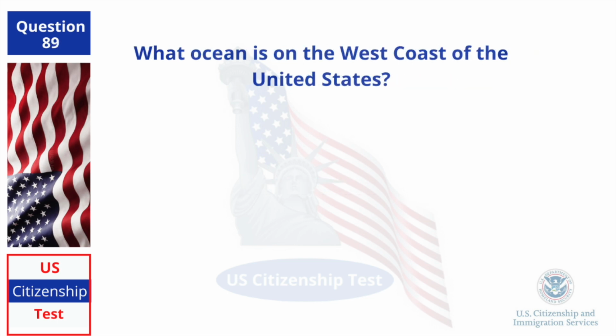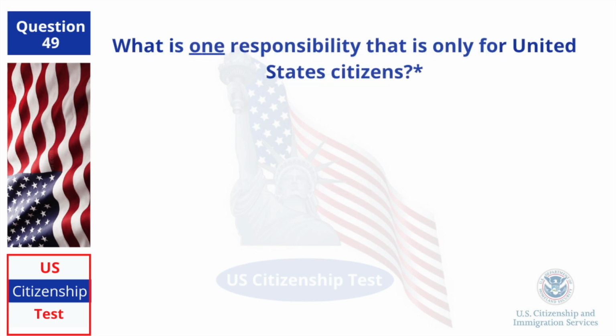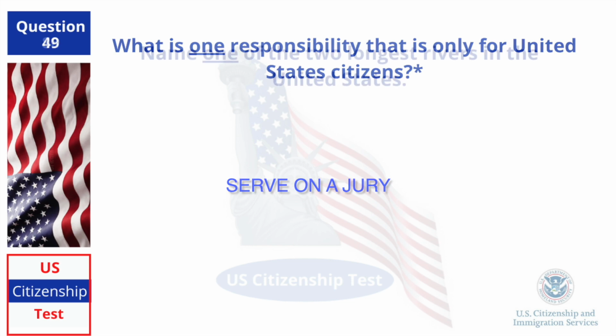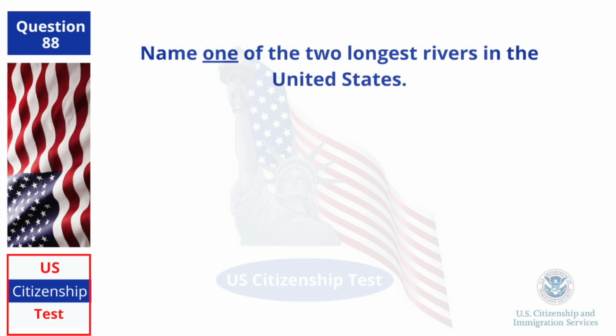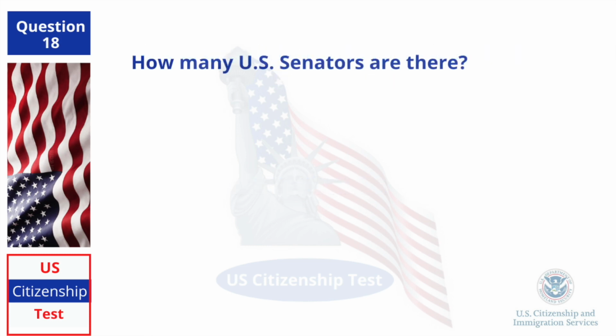What ocean is on the west coast of the United States? Pacific Ocean. What is one responsibility that is only for United States citizens? Serve on a jury. Name one of the two longest rivers in the United States. Missouri River. How many US senators are there? 100.